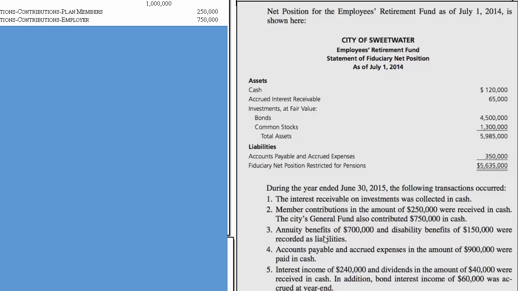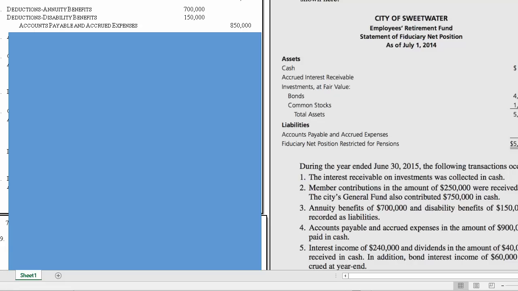Okay, next we see that annuity benefits of $700,000 and disability benefits of $150,000 were recorded as liabilities. I've slid the screen so that you can see that one. And what we would have is a debit to deductions, annuity benefits of $700,000, and deductions, disability benefits of $150,000. Both of those are debits, and the credit goes to accounts payable and accrued expenses for the total of $850,000.